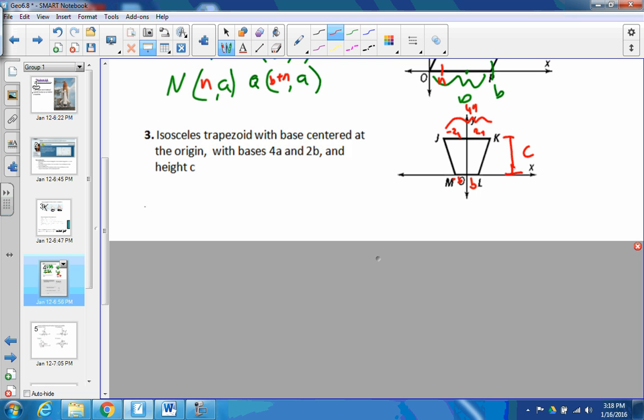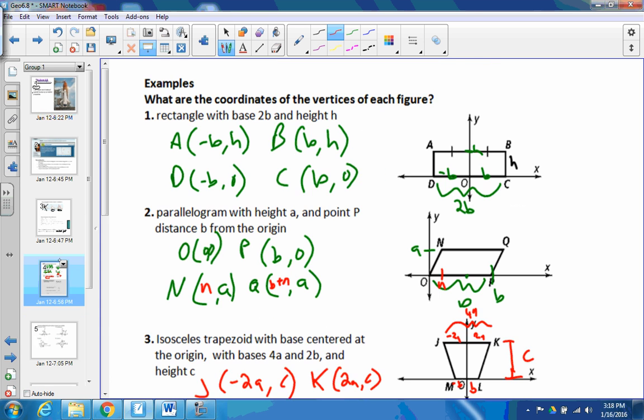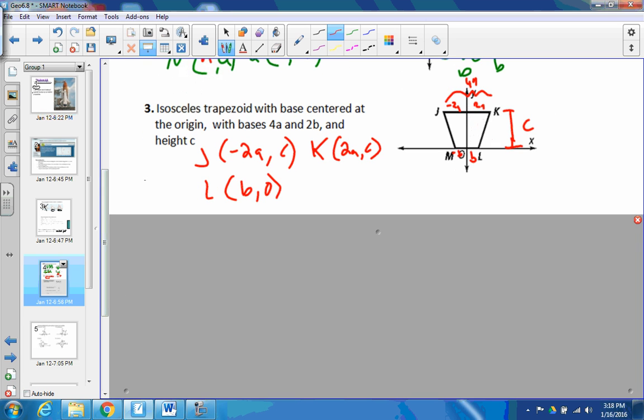So if we go up, let's just start at J, K, L, M. J would be negative 2A, and up C. K would be positive 2A and up C. L would be positive B and up 0. And M would be negative B and up 0. So again, we're just representing things with variables, seeing how this can work.